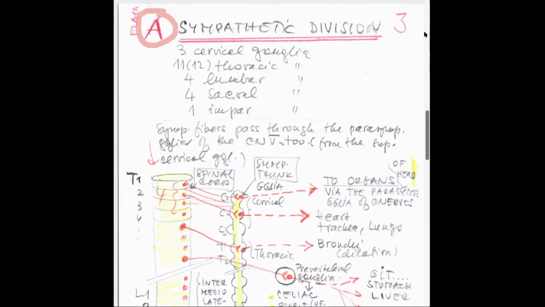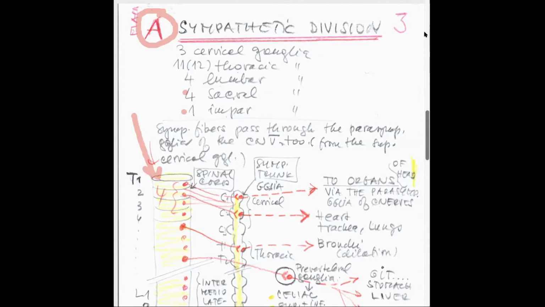There are 3 cervical ganglia, superior, middle, inferior. We will see a simplified drawing. Then 11 or 12 thoracic ganglia, then lumbar, 4 or 5, usually 4, sacral ganglia, and 1 impar. We speak about the ganglia, not nuclei. Nuclei are situated in the thoracic and lumbar portion of the spinal cord. So we have to distinguish between the nuclei. So this is seen in the following scheme.